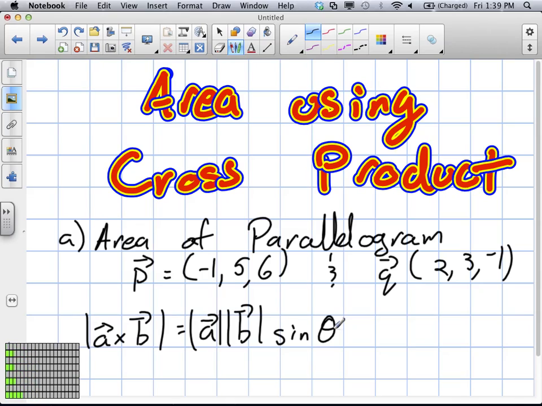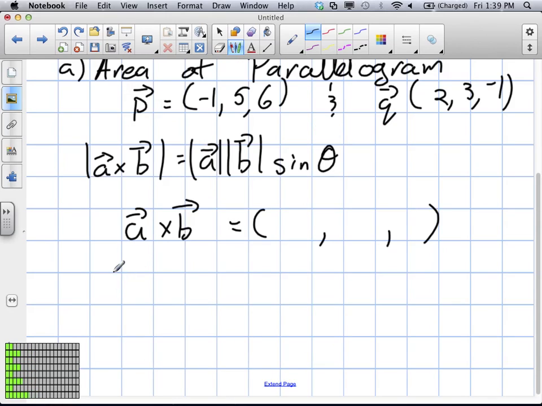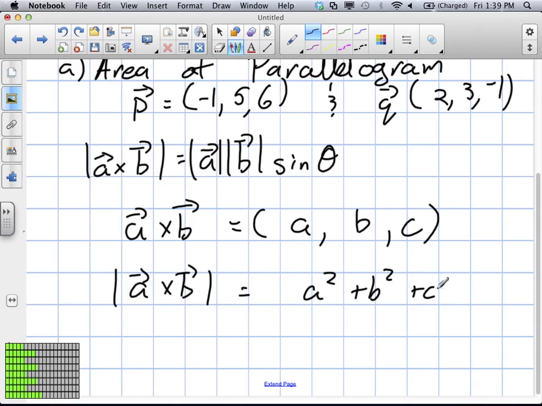In this question though, do we have an angle for the parallelogram? I don't have an angle for the parallelogram. So what I can do instead is first find the cross product of A cross B. And then once I have the values, remember we'll end up with 3 components or 3 points. Then find the magnitude of that, using our 3 points A, B, C. Well, A squared plus B squared plus C squared, rooted, will give us the magnitude.